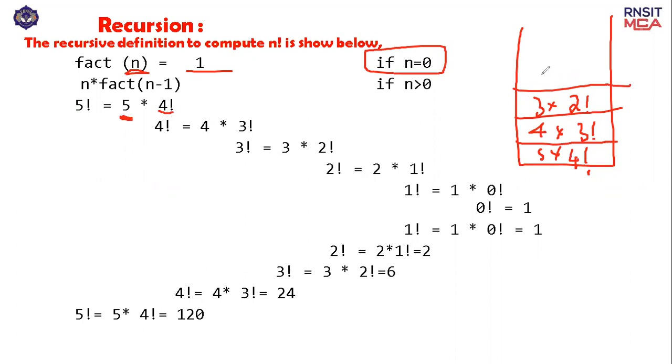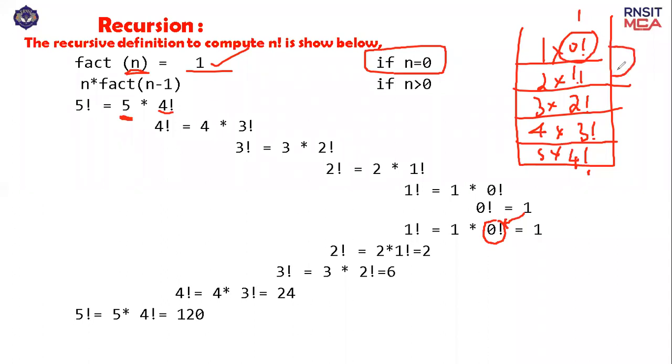2 factorial is nothing but 2 into 1 factorial, and 1 factorial is nothing but 1 into 0 factorial. You know very well what 0 factorial is. If n is equal to 0, factorial is nothing but 1. So 0 factorial is 1, and this 0 factorial is replaced by 1. Now 1 into 1 is 1 only.